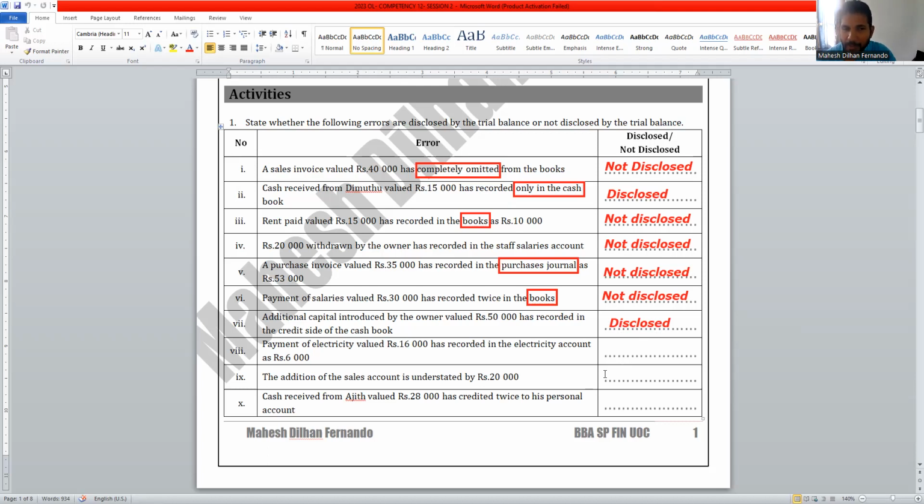Number 8. Payment of electricity valued 16,000 has been recorded in the electricity account as 6,000. We have made the mistake in the electricity account only. Therefore, this error is disclosed. The addition of the sales journal understated by 20,000. Even here the mistake is in the sales account only. Disclosed.